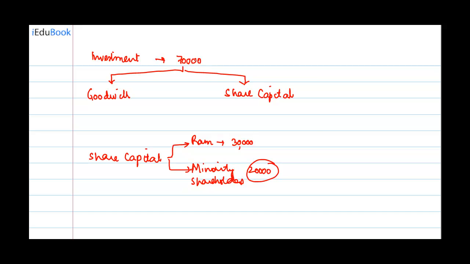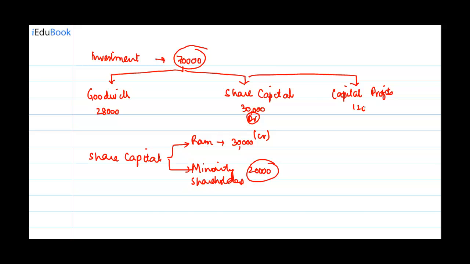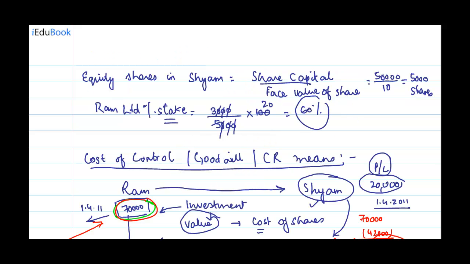Similarly, the investment which is there in the books of Ram Limited is on account of three factors. Share capital, which is 30,000. Okay, now this is coming on the debit side. This is coming on the credit side. Goodwill of 28,000, which we have cancelled. And then there were capital profits of 12,000. This is what we had calculated here, right?